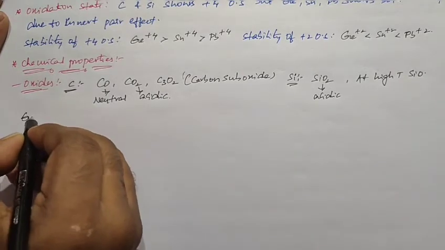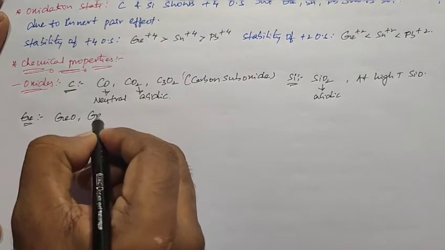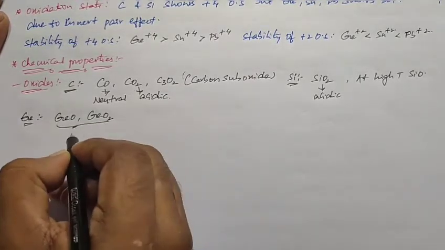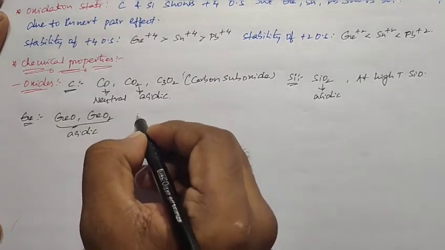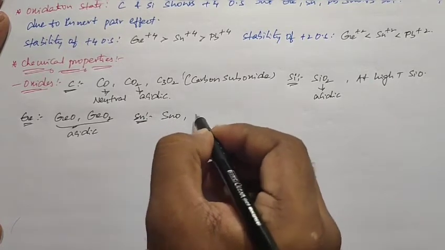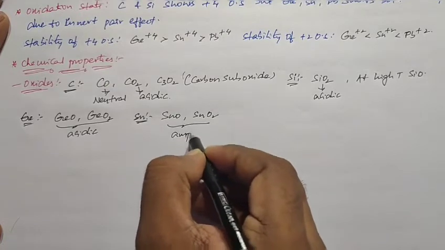When you go to germanium, germanium can form 2 types of oxide, GeO and GeO2. One is a monoxide, another is a dioxide. Both are acidic in nature. Tin also can form 2 types of oxides, SnO and SnO2. Both are amphoteric oxides.